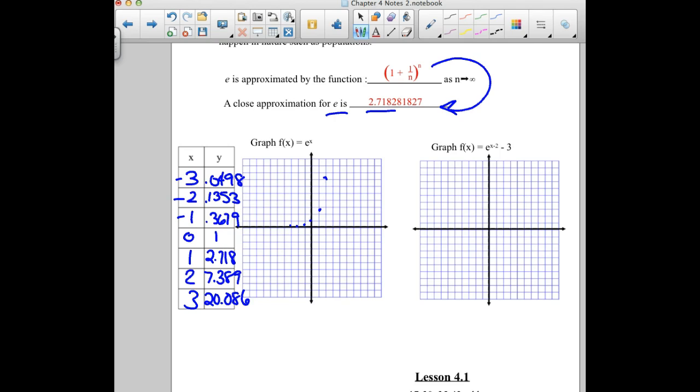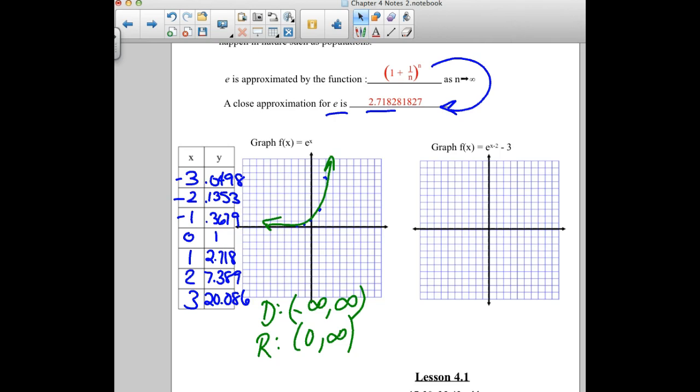So again, very similar shape to the one we had for y equals 2 to the x or 3 to the x. Domain, all real numbers. And range, again, we're above the x-axis, so 0 to infinity. Our last one here, we're going to take those same points that we just graphed, but we are going to transform them. This one is shifting to the right 2 and down 3. So go ahead and pause the video.